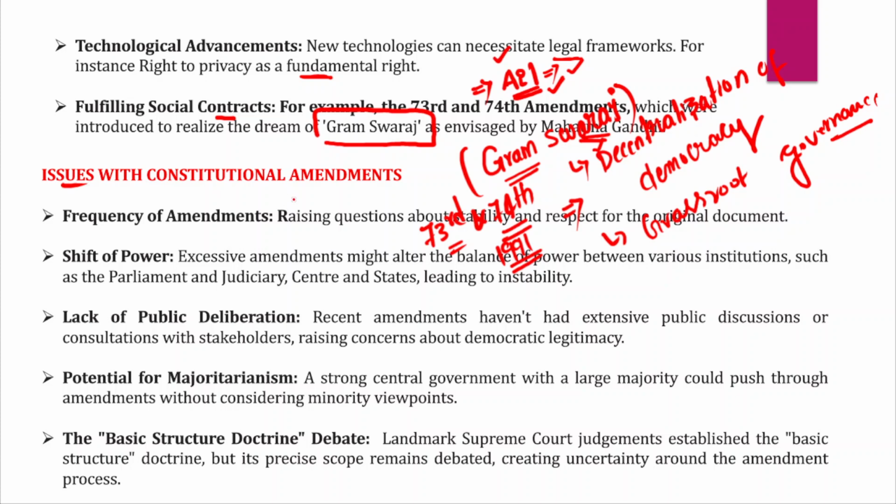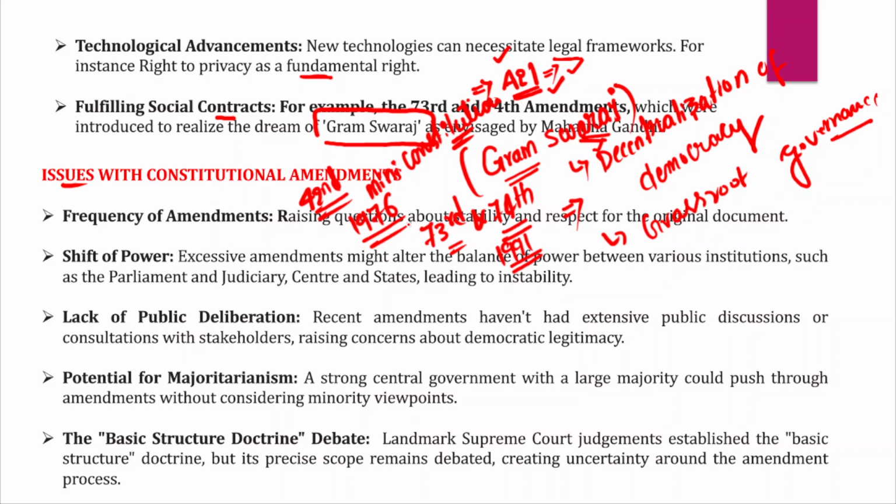Now, in fact, the 42nd Constitutional Amendment itself is called the mini constitution, because a number of amendments have been made through the 42nd Constitutional Amendment Act itself. Because of that reason, it is known as the mini constitution, by the Indira Gandhi government, right? So it was done during 1976.